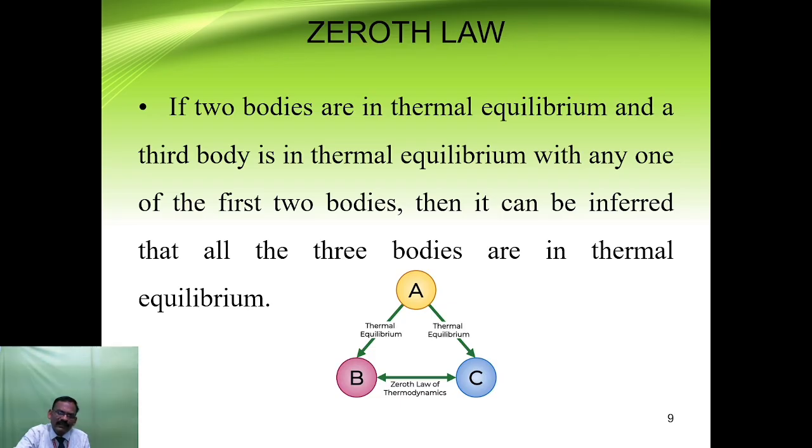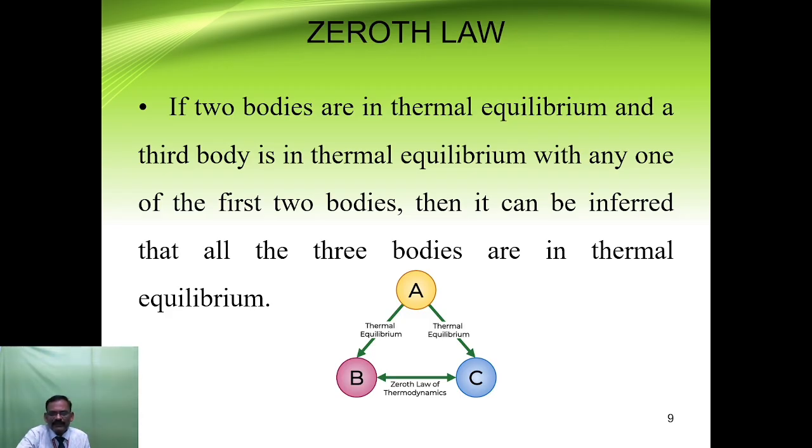Already we saw in previous slides, thermal equilibrium is nothing but there is no change in temperature between the system and the surroundings. Then the system is called in thermal equilibrium. So once again remember that. In the zeroth law, if two bodies are in thermal equilibrium and a third body is in thermal equilibrium with any one of the first two bodies, then it can be inferred that all three bodies are in thermal equilibrium.